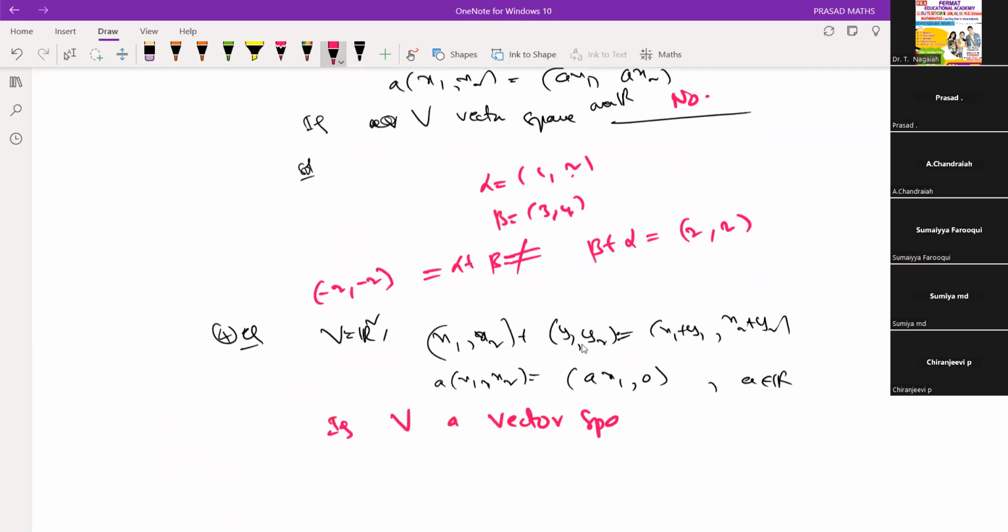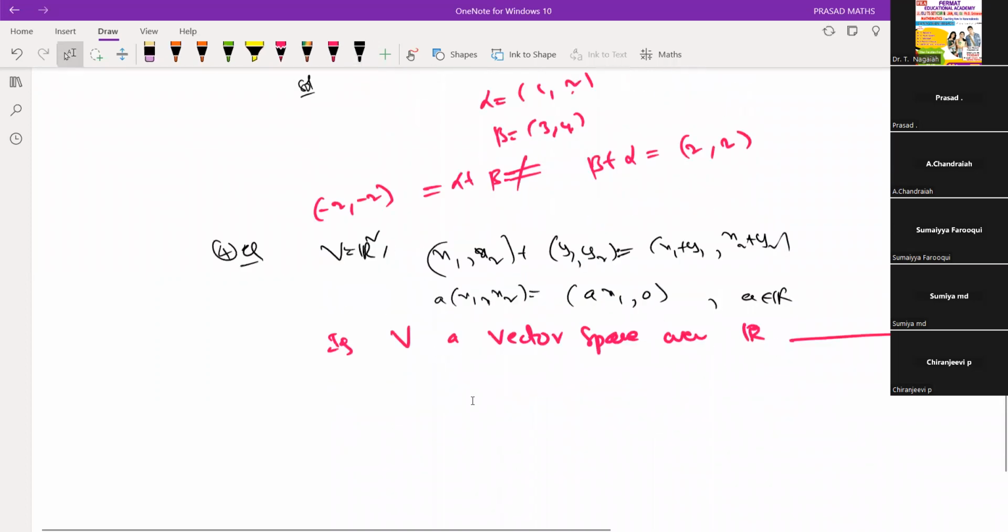Yes, sir. Or a field R? Who says yes? It will be an abelian group. Is that okay for a vector space? Is that first property, the first condition, okay for a vector space?